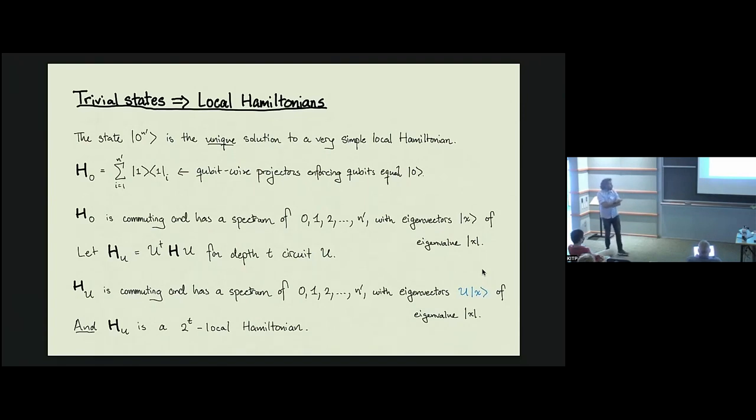But from the argument that we made in the previous slide, hu is now a 2 to the t local Hamiltonian, right? Because it's u dagger h u for each local term h, so that gives you a 2 to the t local thing. So we have a local Hamiltonian whose unique eigenstate is exactly the state that we want to understand. It's a very simple Hamiltonian, and this is a proof technique that will be very useful over the rest of the talk.